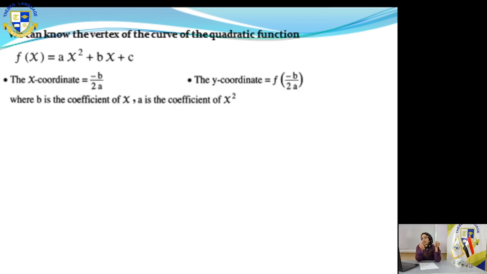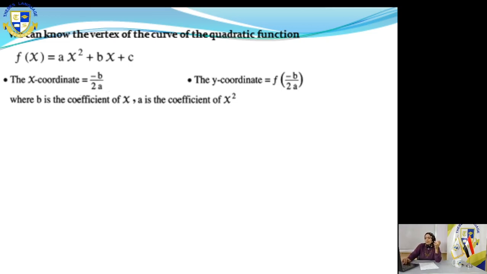We can know the vertex of the curve of the quadratic function without drawing. For example, if we have a function in the form ax power 2 plus bx plus c, we can get the x coordinate of the vertex by the following rule, negative b over 2a. Where b is the coefficient of x, and a is the coefficient of x power 2. The y coordinate is the image of the x coordinate, f of negative b over 2a.